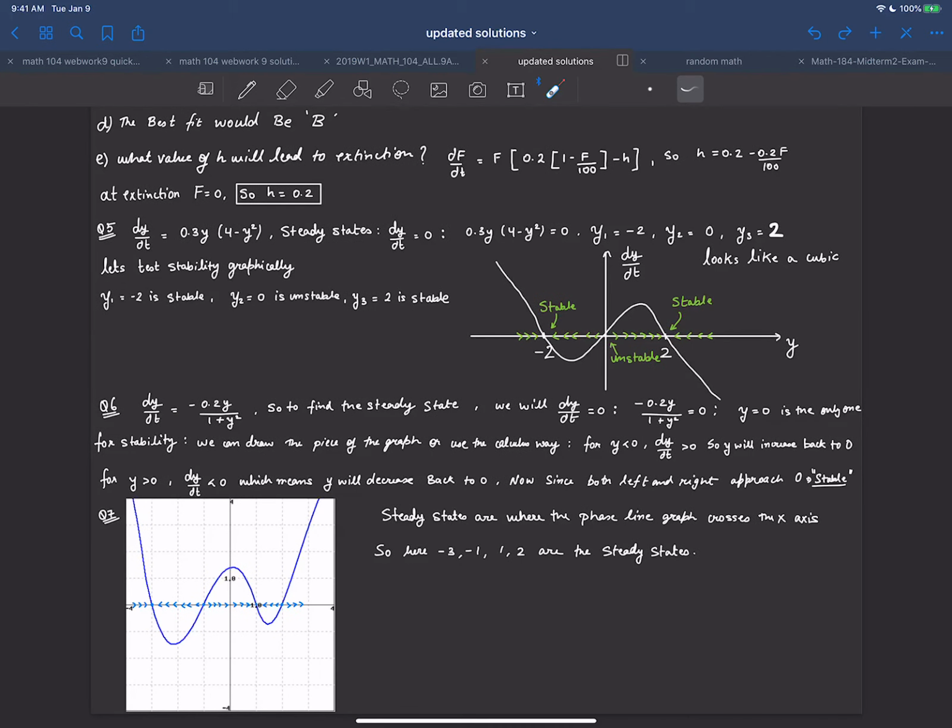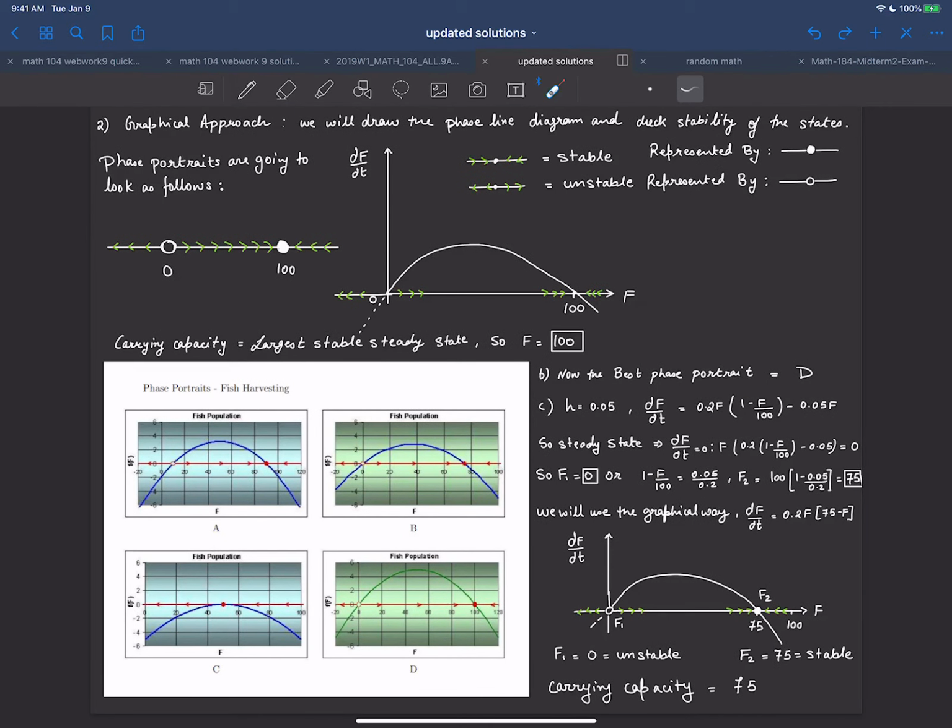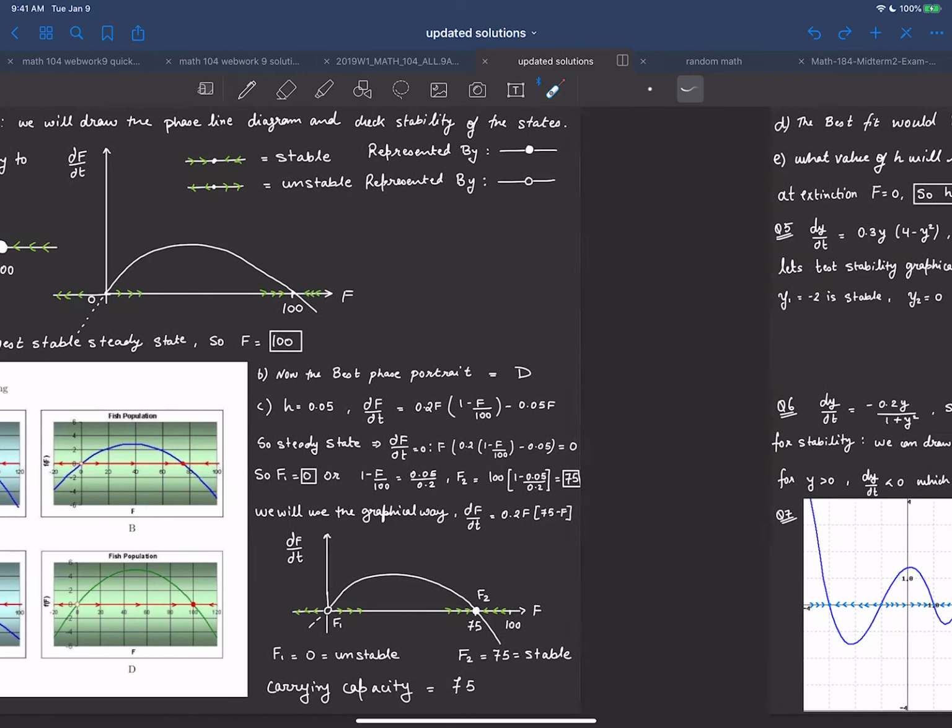Then, when you're talking about the best fit for the phase portrait in this case, you're looking for steady state values of 0 and somewhere around 75. So B is going to be the best fit in this case.